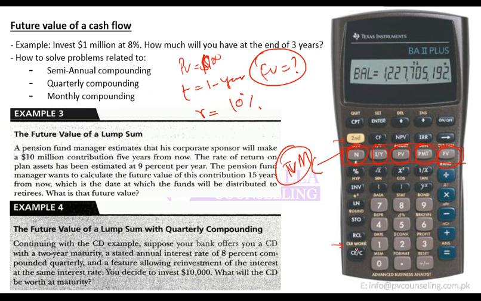So this CLR work means clear work. It will clear your memory from time value of money. So if you do second and CE/C, it will clear the time value of money variables. It will store 0 in all of these values. If you had stored anything earlier, that would get removed. So second and clear work.